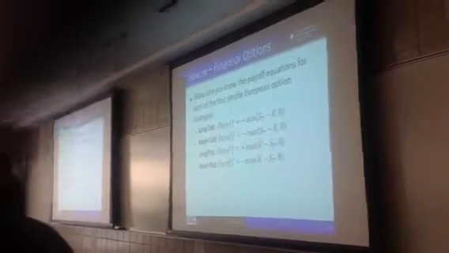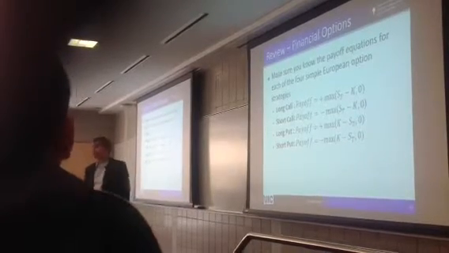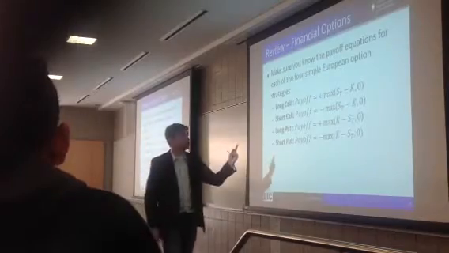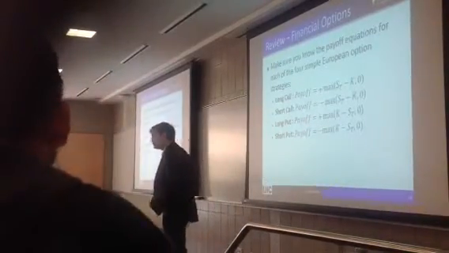So, I'll get started on financial options here. Remember that these are the payoffs of the four different types of simple option strategies. For a long call, the payoff is the positive of max of ST minus K, comma 0. Short call, there's a negative in front of that.